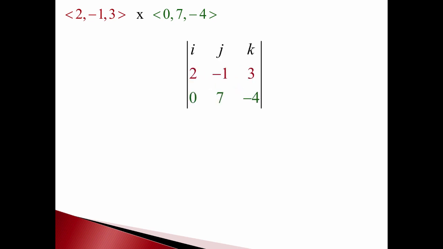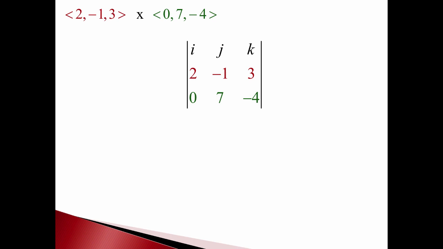So we make our matrix, i, j, and k in the first row. The first vector has to go first, 2, negative 1, 3, and the second vector then goes after that, 0, 7, and negative 4. We have to find the determinant of the matrix that's left over. Okay, so it's a 3 by 3 determinant. If you are a little rusty on how that works, we're going to go through how to find determinants slowly and carefully so you see how this works.